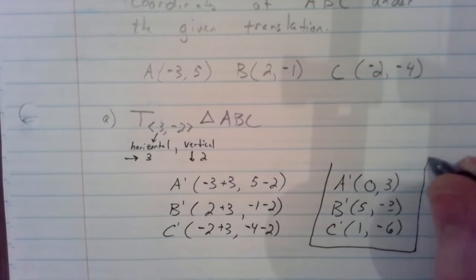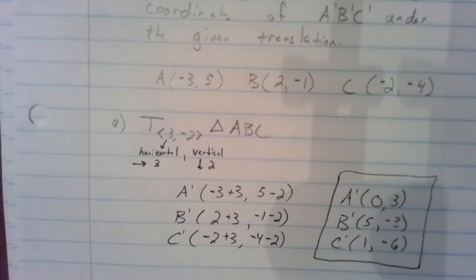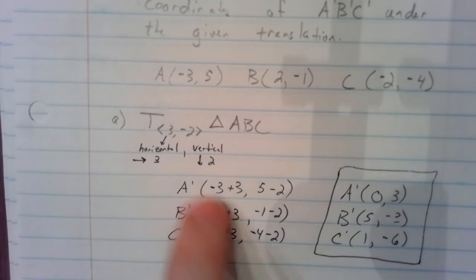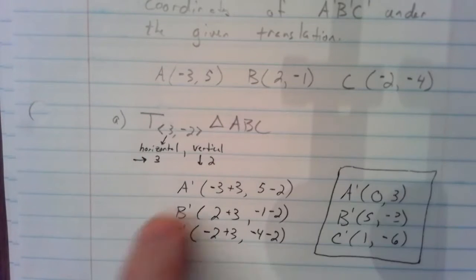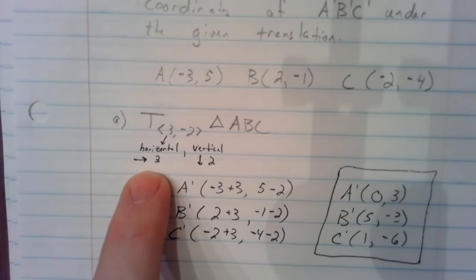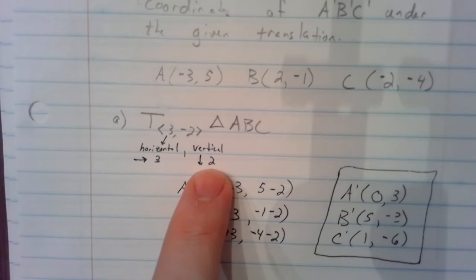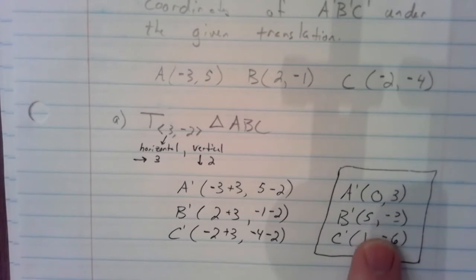If I wanted, I could do this on a piece of graph paper. I could plot the points A, B, C, and I can move each point 3 spaces to the right and 2 spaces down, and then read their new coordinates, and I would get the same thing. But that's how we do it without a graph.